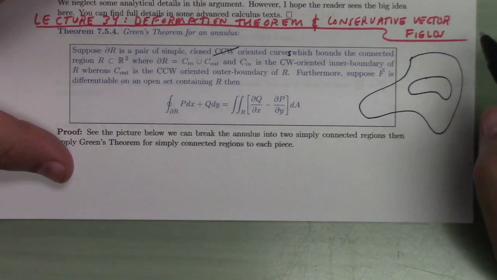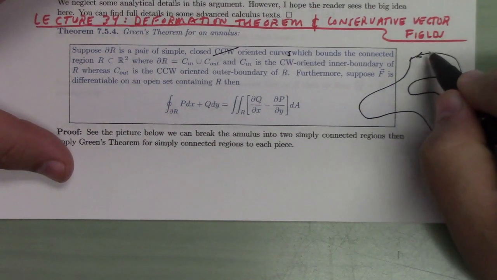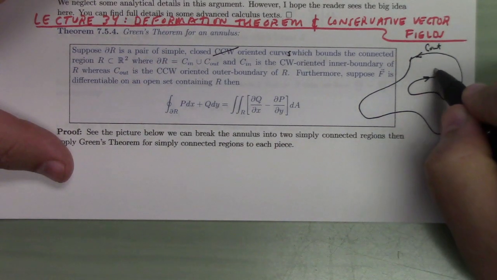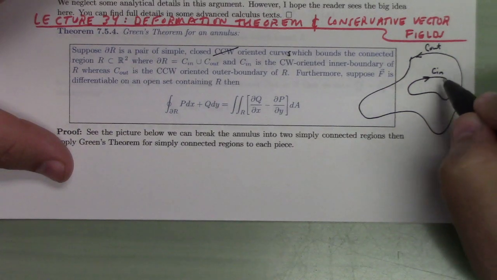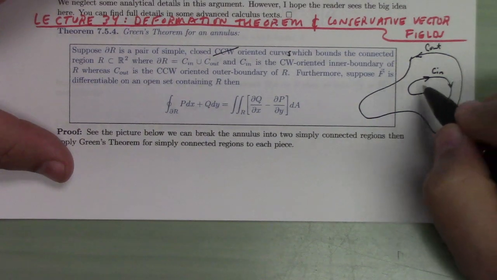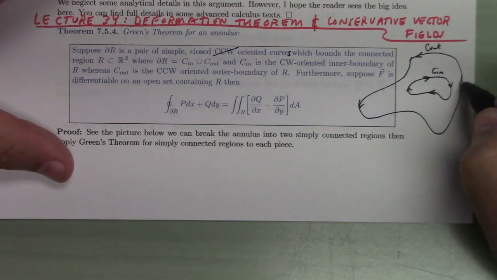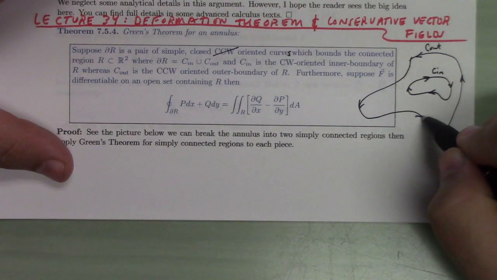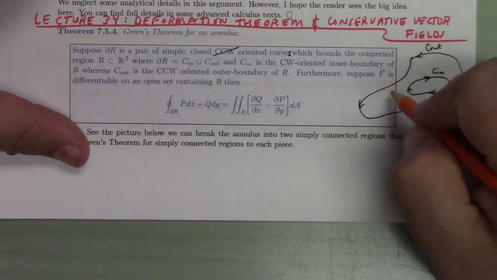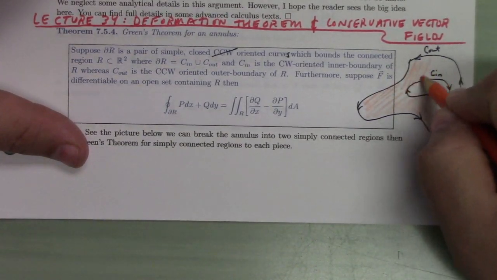So this would be C out, which is counterclockwise oriented, whereas C in is clockwise oriented. Clockwise oriented follows the ordinary motion of a clock, like this, down there, up here, whereas counterclockwise oriented goes the opposite way, right? And the region that we're talking about is between those two. So R is in here.